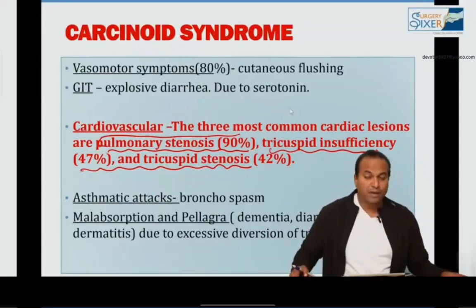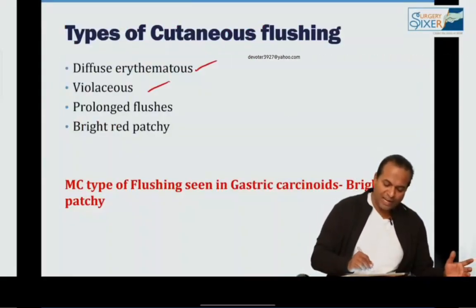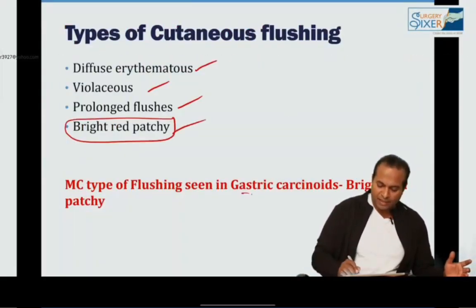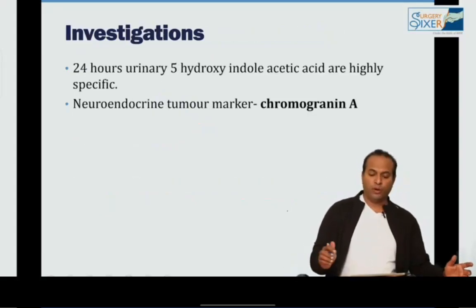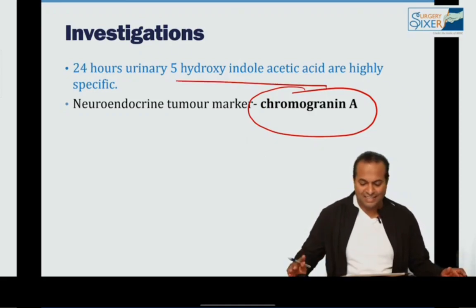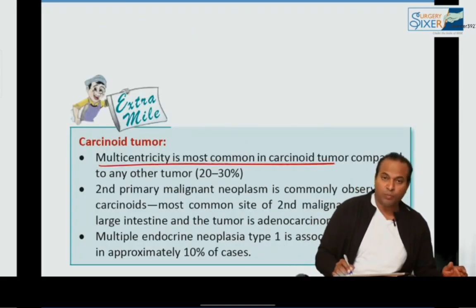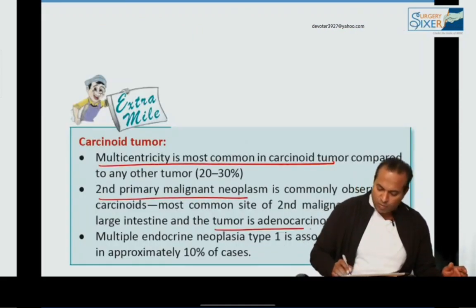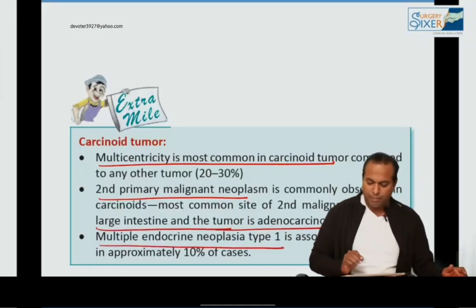So please don't forget carcinoid syndrome. So various types of flushing I told you: erythematous, violaceous, prolonged, bright red patchy. Bright red patchy is seen in gastric carcinoids. Okay, please don't forget that point. So the neuroendocrine tumor marker is chromogranin A. And please don't forget the investigation of choice to diagnosis: 24 hours urinary 5-HIAA, 5-hydroxy-indoleacetic acid. And multicentricity is common in carcinoid tumor. Second common tumor is adenocarcinoma of the large intestine. Carcinoid tumor may be associated with MEN1. All these are some MCQ points.